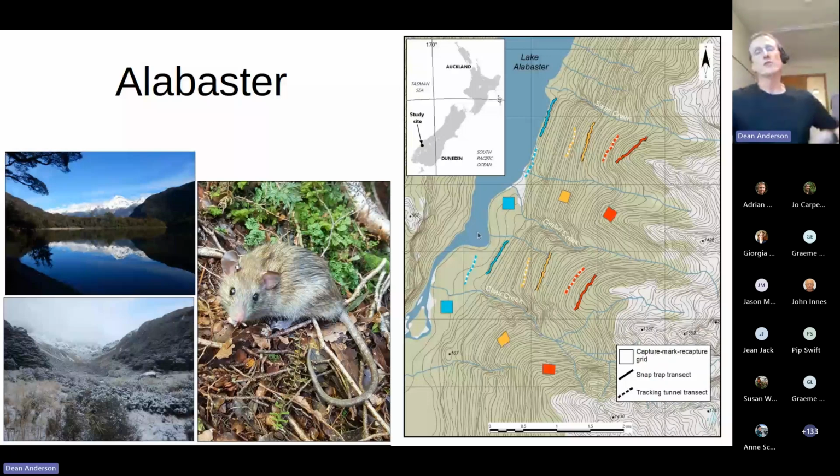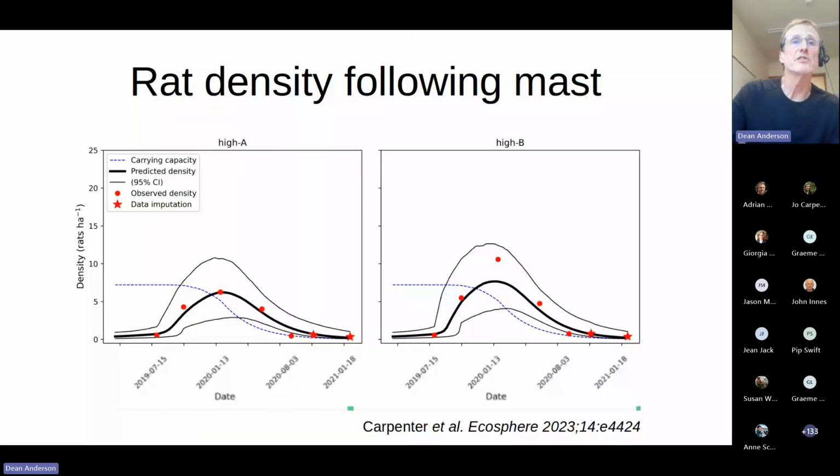And so these data were collected about every 3 months over an 18-month, 20-month period, which began during a mast and went through the period of resource depletion and the crash of rats, which is shown in this slide. This is the rat density over time, predicted rat density in the black line, and this blue line shows the resource availability over time, starting very high and then decreasing.